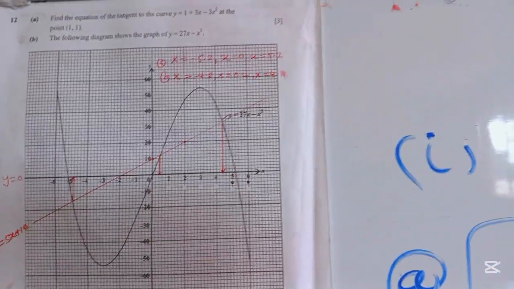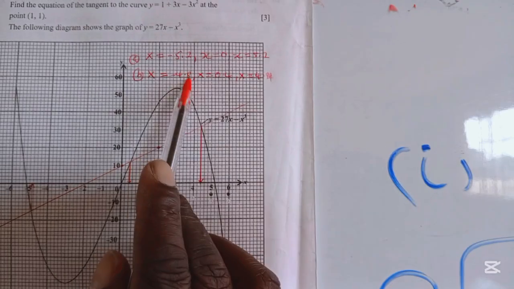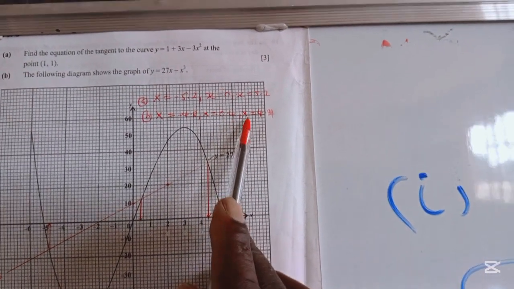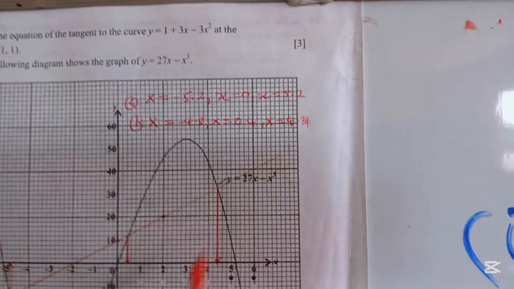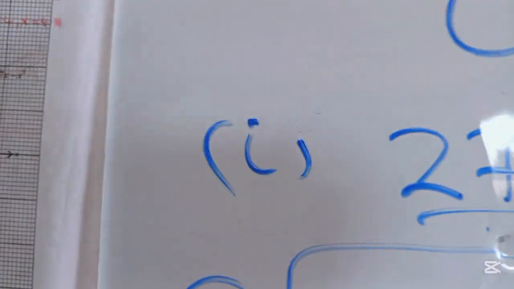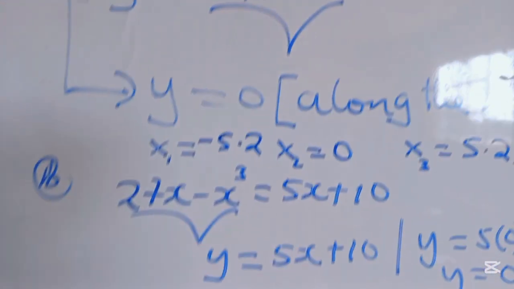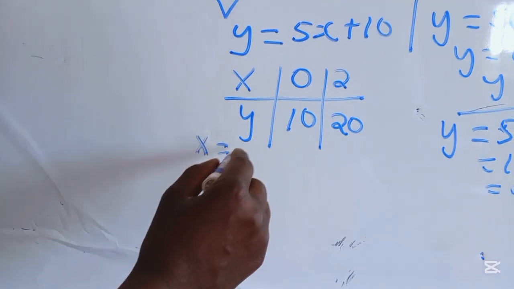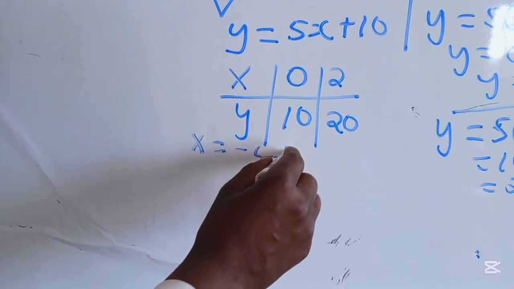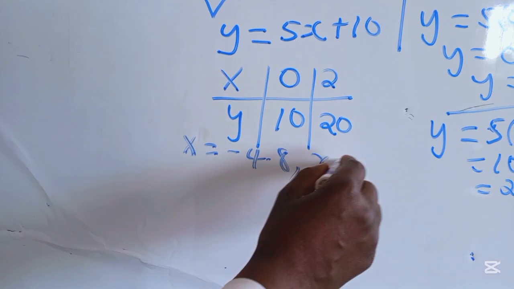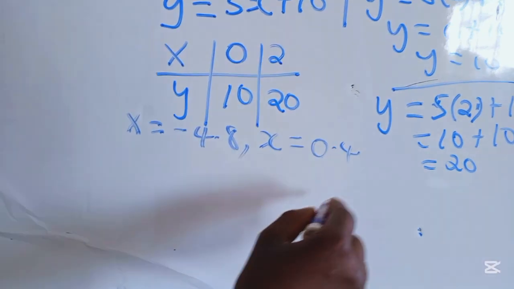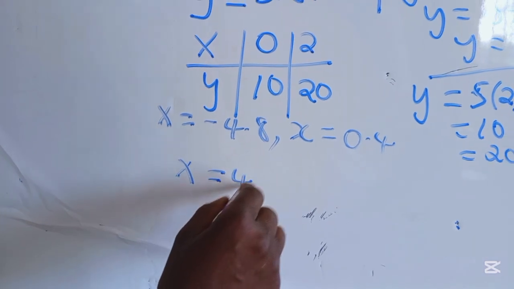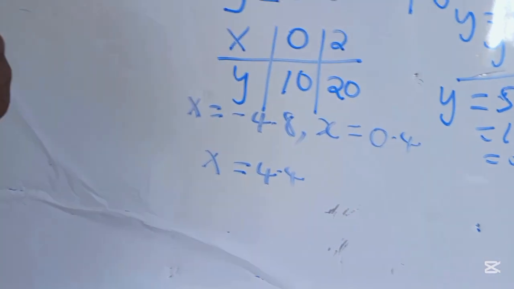So these are the possible values of x. I've said negative 4.8, comma, x is equal to 0.4. Again, one is x is equal to 4.4. So here you have to show where the x are. We are saying the first one will be negative 4.8, sorry. Again, another x is equal to 0.4. The last but not the least, you will agree with me that it will be x is equal to 4.4. So these are the possible values.